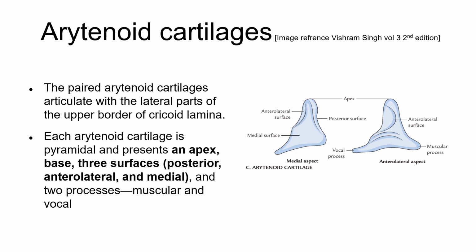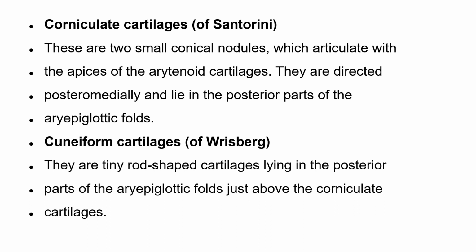Now coming to the next one, it is the arytenoid cartilage. They are paired, two of them, and they have got an apex, a base, and three surfaces, namely posterior, anterolateral, and medial surface, and two processes, which are muscular and vocal process. Now these you should know, just that there are two small cartilages. One is called corniculate cartilage, and one is called cuneiform cartilage. Corniculate cartilage are small conical nodules, and cuneiform is rod shaped.